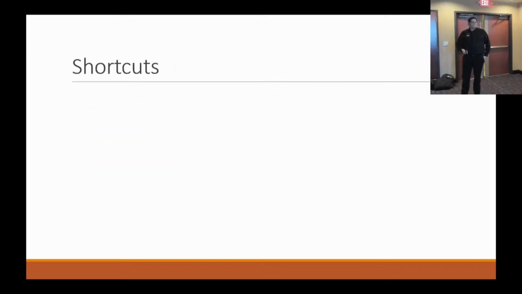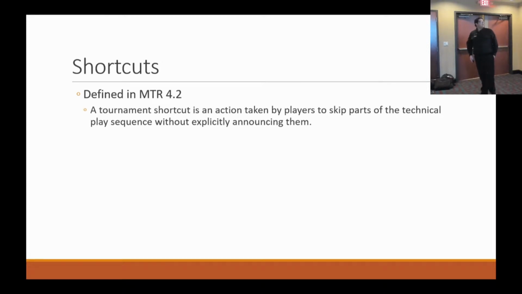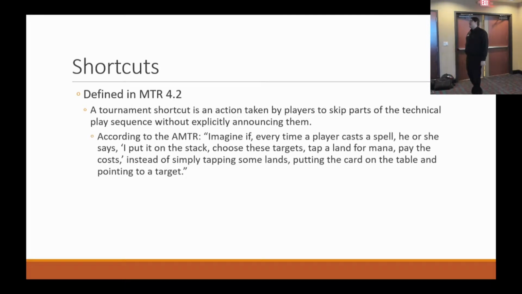So first, shortcuts. It's defined in the MTR in section 4.2. Specifically, it is an action that is taken by players to skip part of the technical play sequence without explicitly announcing them. I thought it was really cool because I've got this great definition, I have this great example. The MTR already has it. Imagine if every time a player casts a spell, he or she says, I put it on the stack, I choose these targets, I tap this land for mana, and I pay the costs, instead of simply tapping the mountain and saying, bolt your guy.